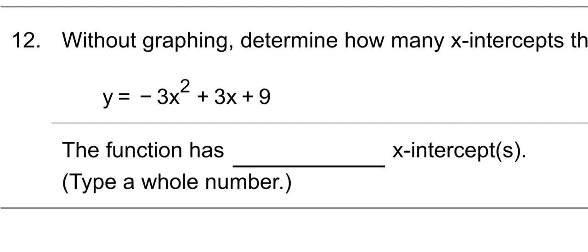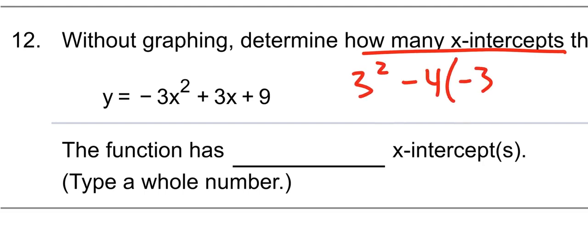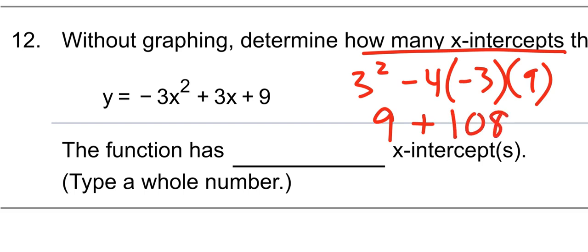Okay, question 12. Is this another discriminant question, or is it the whole quadratic formula? It says how many x-intercepts? Just the discriminant. B squared minus 4AC. Looks like 9 plus 9 dozen donuts, man. 108. Not that I eat 9 dozen donuts. I'm not saying that's how I know the number.